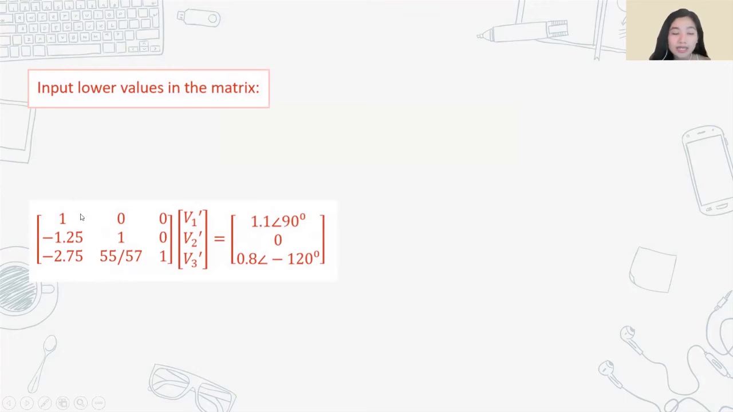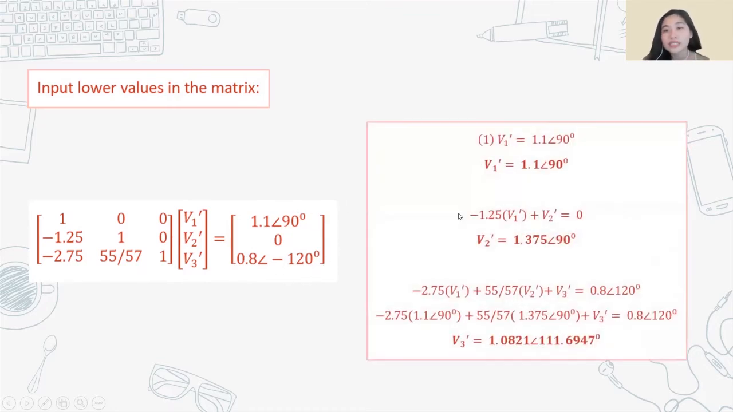Lahat lang ng values na kailangan natin, which is L31 and L32, is substitute natin based dun sa nakuha natin kanina, multiplied by V, our voltage prime, equivalent to these values na nakaset natin kanina from our equation. After that, we are now going to solve for V1 prime, V2 prime, and V3 prime. Our V1 prime is multiplied by 1, equivalent to 1.1 at an angle of 90 degrees. Everything that is multiplied by 1 will be equivalent to the other number. Now we have V1 prime equivalent to 1.1 at an angle of 90 degrees.